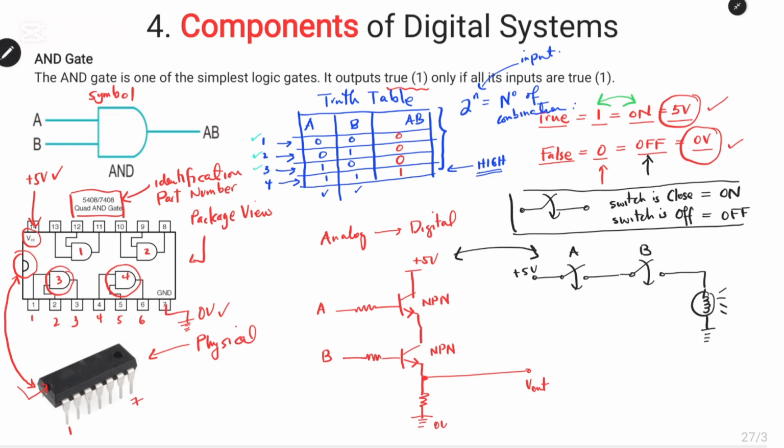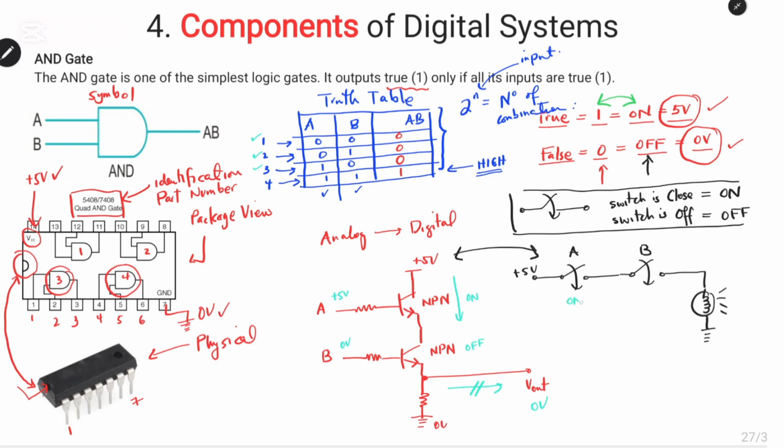For the third state, we say input A is 1 and B is 0. That means at input A we apply 5 volts and at input B we apply 0 volts. Although the first transistor will allow the current to pass through because it is on, the second transistor is off. Therefore, no current will pass through this region, and the output will be 0 volts.